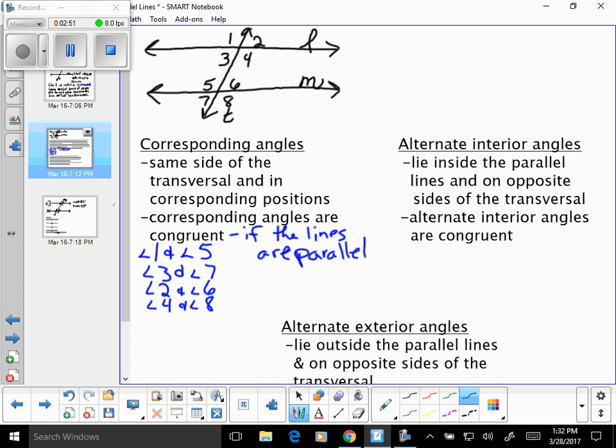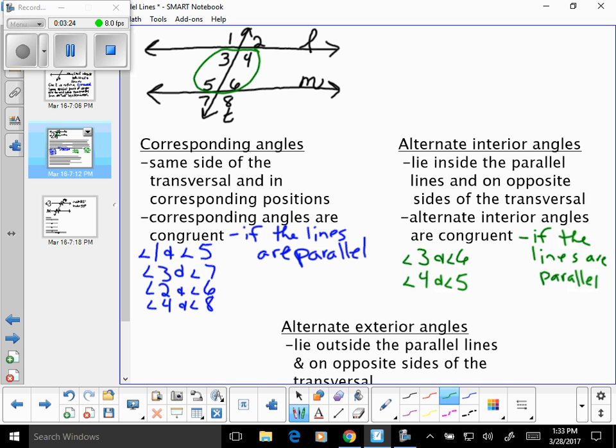Alternate interior angles, I'm going to switch to green here. They lie inside the parallel lines. So we're going to be talking about these angles that I've ovaled in green. And again, they will be congruent if the lines are parallel. So conversely, if I can prove that they are congruent, then that means the lines have to be parallel. So we have angle 3 and angle 6. We have angle 4 and angle 5. Now note, they are on alternate sides of the transversal, opposite sides of the transversal. Again, hit pause, really take some time to study that diagram.